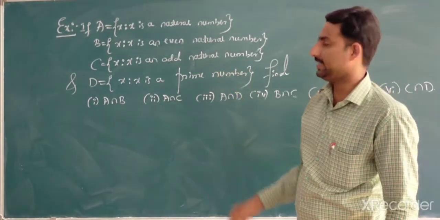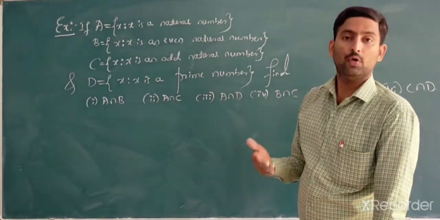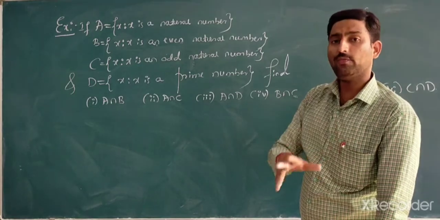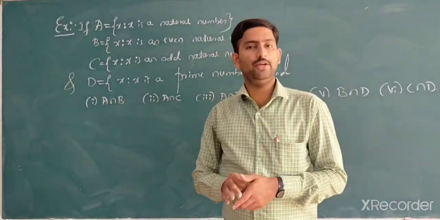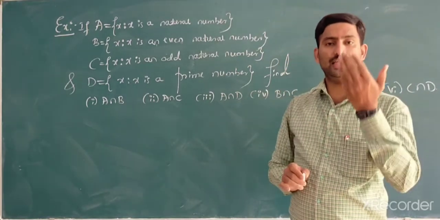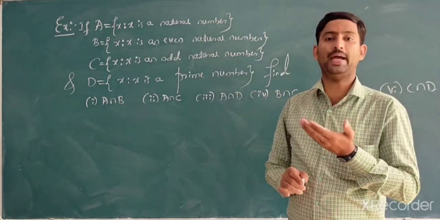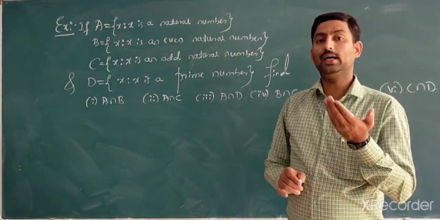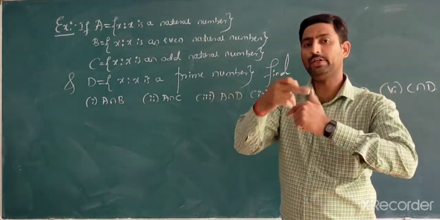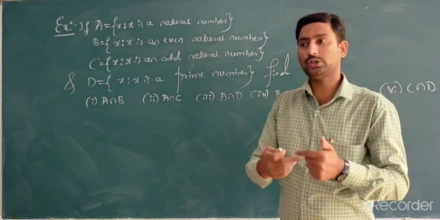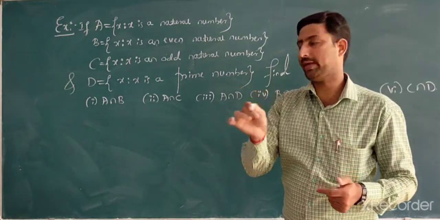That is A, B, C, D. There are 4 sets given, and all 4 are in set builder format. If all the sets are in set builder form, then you cannot compare them, because the numbers are in the statement. The statement we should convert into roster, meaning elements separated by commas.